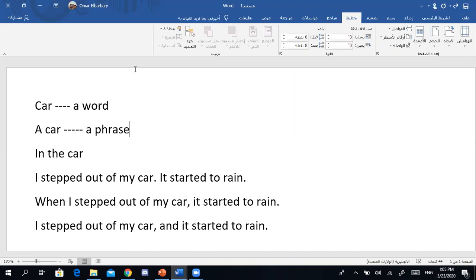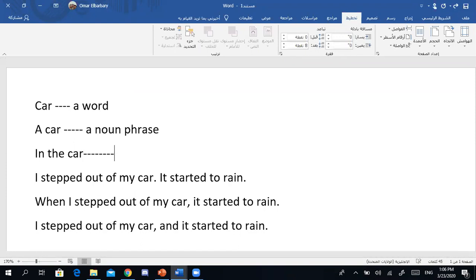Why is it a phrase, Aziz? Because it has a word. What is it? It has a. Very good. It has an article plus a noun. It has the article a plus the noun car. Very good. So what type of phrase is this? We call it a noun phrase. And this is a prepositional phrase.